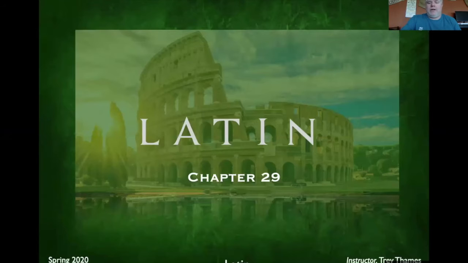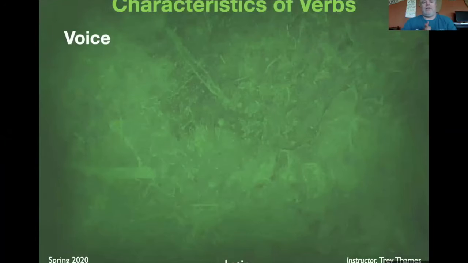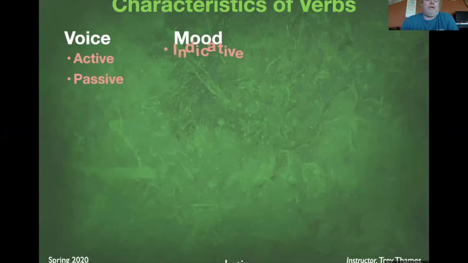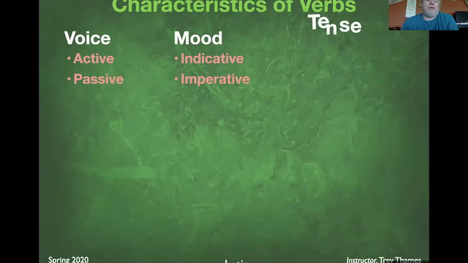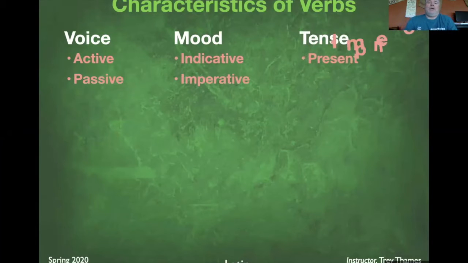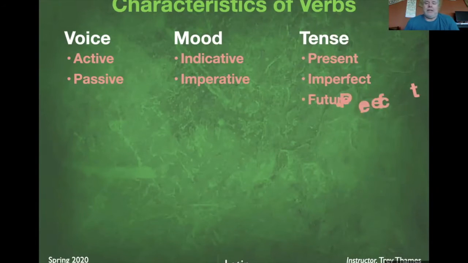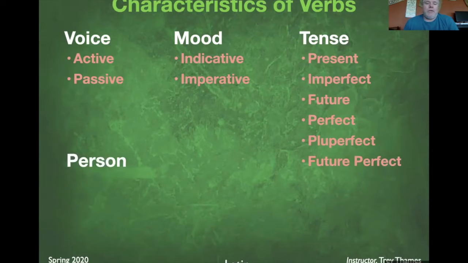All right, so here it is, chapter 29. Let's take a look at this. If you remember, we looked at the characteristics of verbs. Last week we reviewed them. We've learned these over the last couple of years: voice, active and passive; mood, indicative, imperative; all six tenses: present, imperfect, future, perfect, pluperfect, and future perfect. We've learned person, first, second, and third, as well as number, singular and plural.